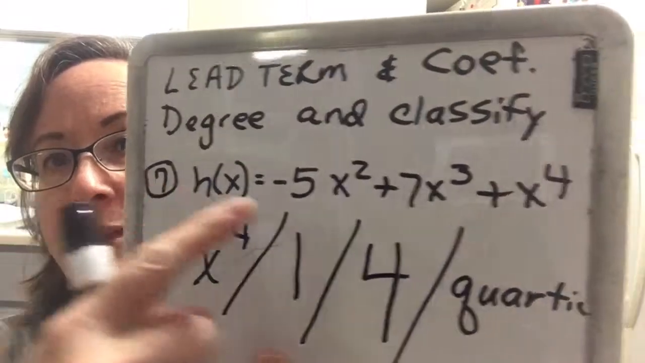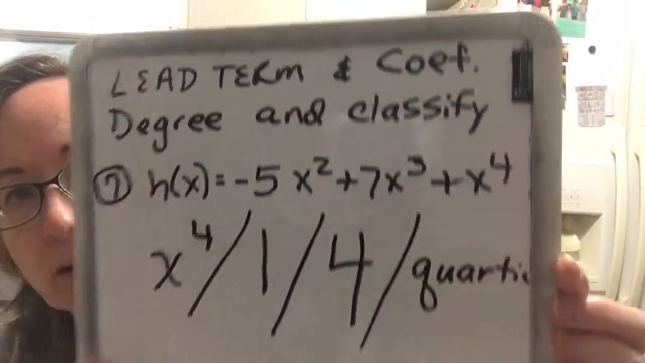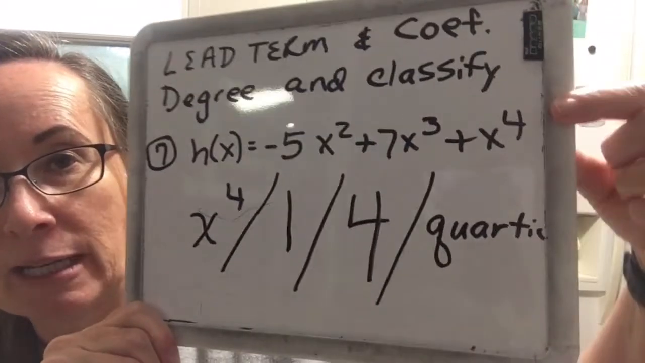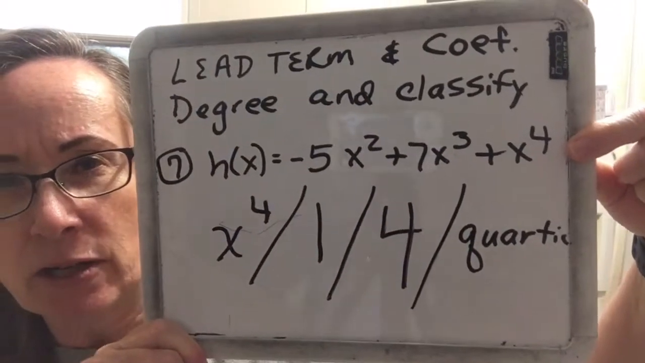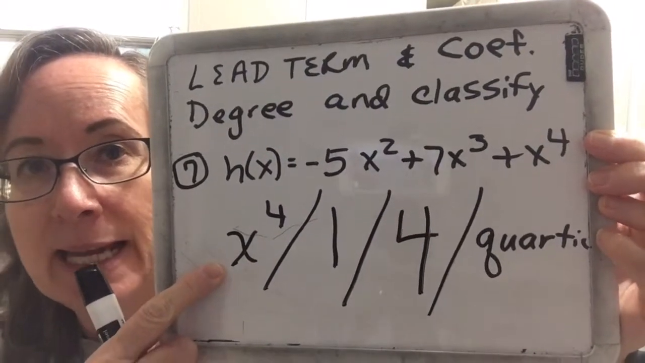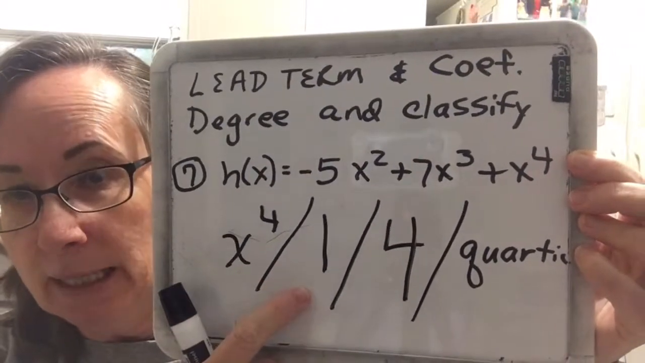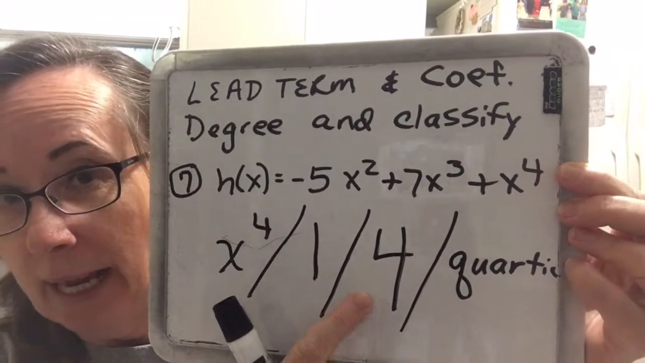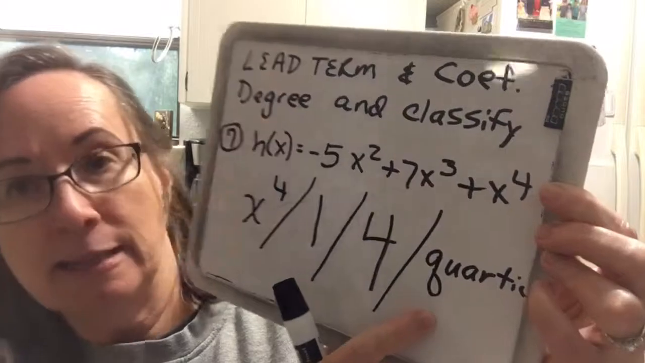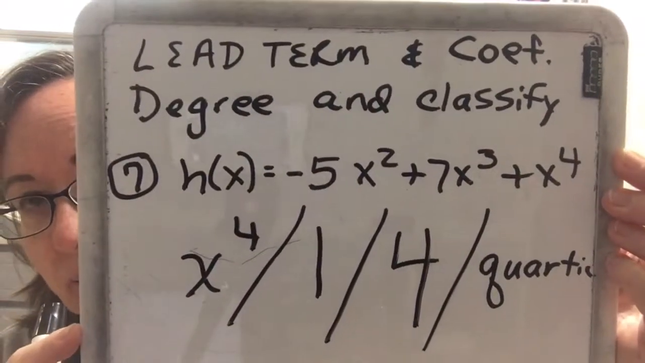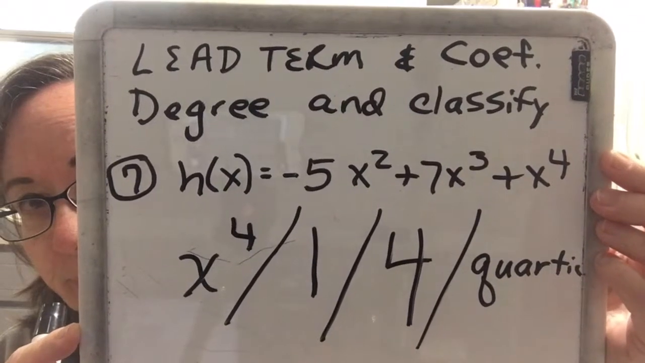When we look at this polynomial, we have to be very careful because it is not written in descending order of the variable. So the lead term is the highest degree term, and it's way over here. So x to the 4th is the lead term. Its lead coefficient is 1, and it is a degree 4 polynomial, and it is quartic because it is degree 4. So that was number 7 on 4.1.